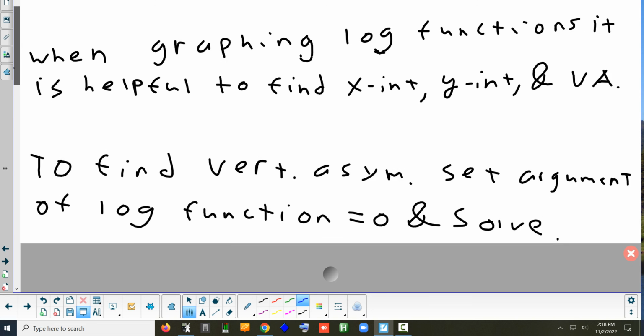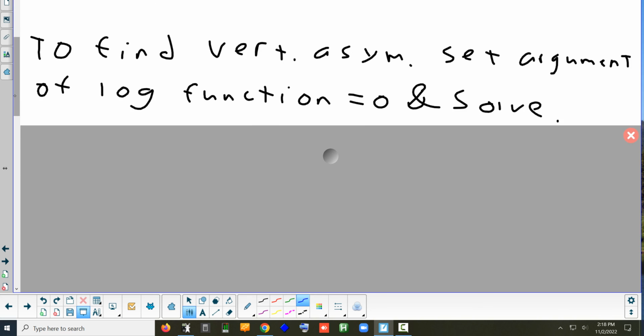I'm not going to worry too much about the x-intercept and the y-intercept. The vertical asymptote, that's the most important. And we can use the calculator to plot some points to get one. Then use the table. Everybody have one? Okay.